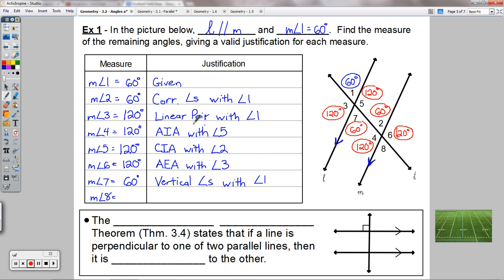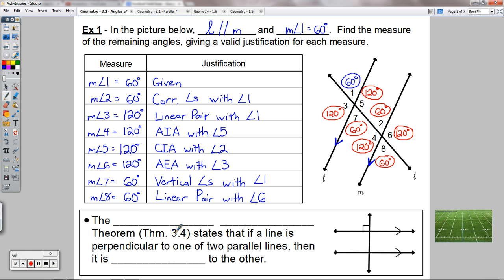And then I think that's all the different possibilities. We had linear pair and vertical from previous chapters, and then we had these 4 new ones from this chapter. So I'm going to just go with, I'll say a linear pair again with angle 6. I could say angle 4 if I wanted to, but I'll go with 6. So a linear pair with angle 6 would work.